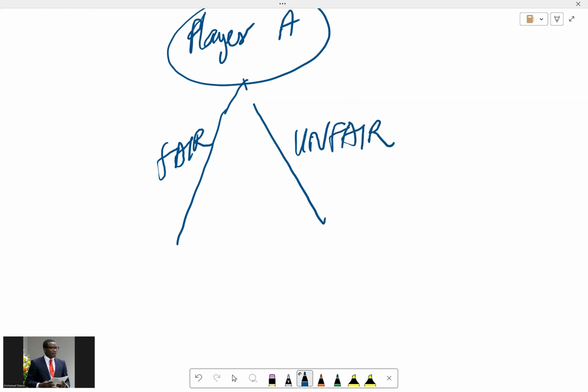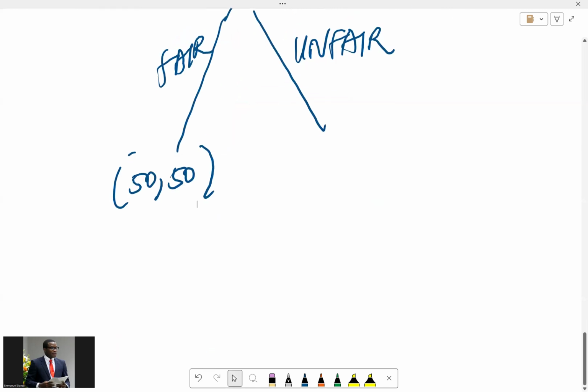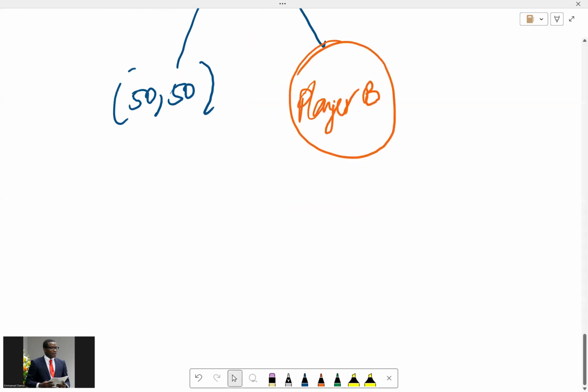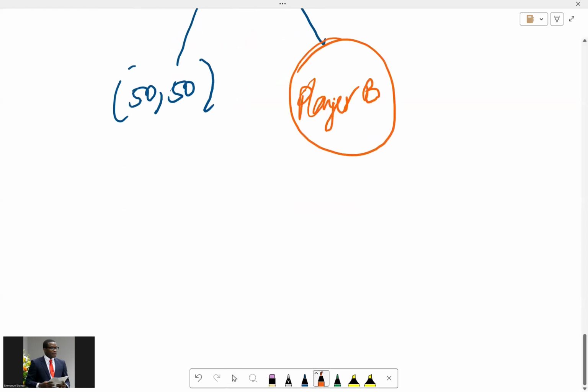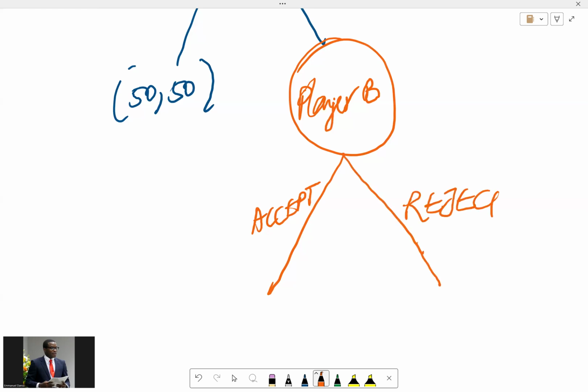Okay. So if it's fair, that's 50-50. Then if it's unfair, player B is confronted with two choices. Player B can accept or reject. If player B accepts, that will be 90-10. So player A gets 90, and player B gets 10. If player B rejects, that'll be 0-0.